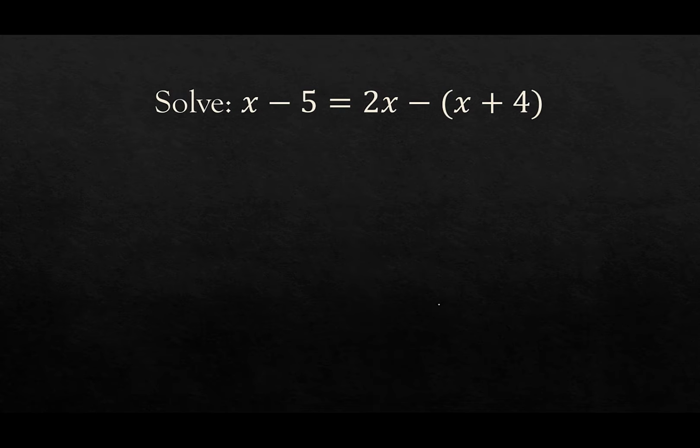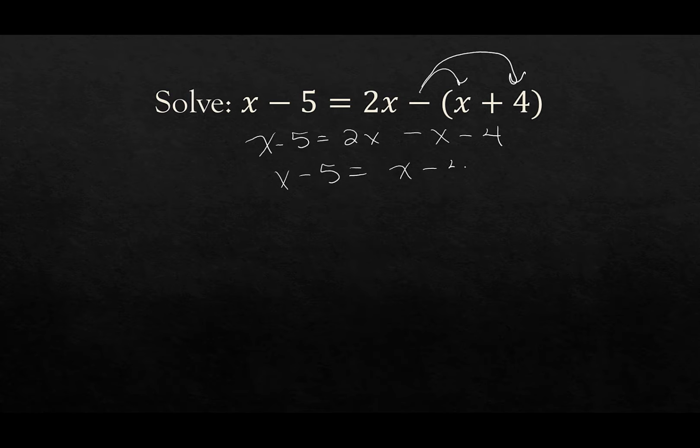All right, this time I have x minus 5 is 2x minus x plus 4. So the left side, let's leave it alone, x minus 5. On the right side, I have this negative that needs to distribute to both the x and the 4. So I have 2x minus x minus 4. This says x minus 5. 2x minus x is x, minus 4.